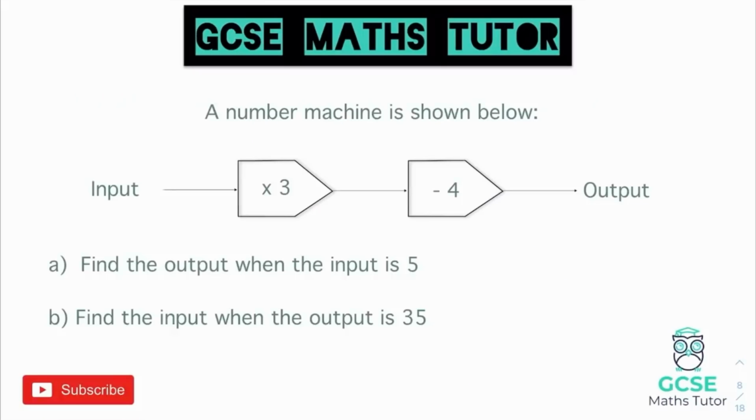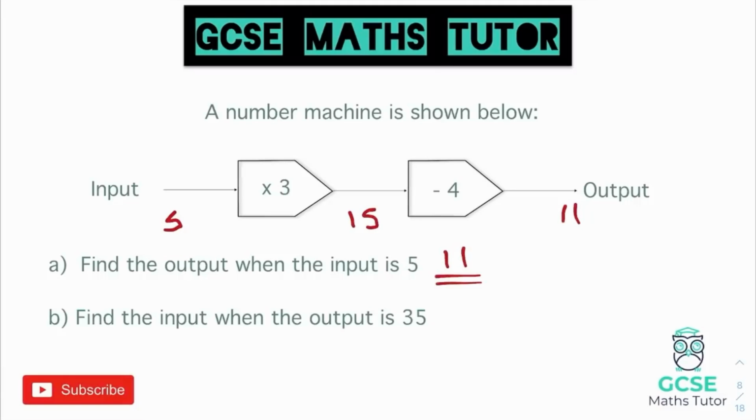Okay, so when looking at a number machine, we have an input and an output. So this number machine here, when you put the input in, you multiply by 3, subtract 4, and you get the output. So for part A on this question, it says find the output when the input is 5. So when we put 5 in, you multiply it by 3, and we get 15, and then we take away 4, and we get an output of 11.